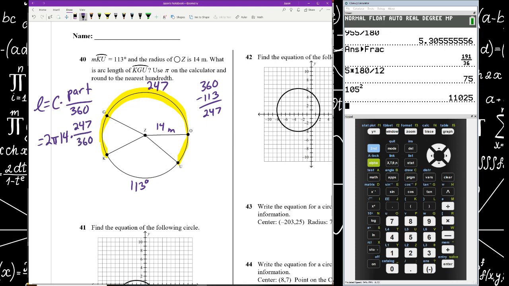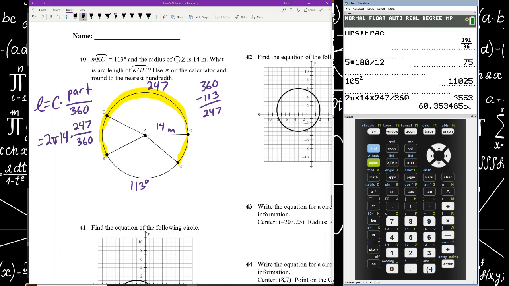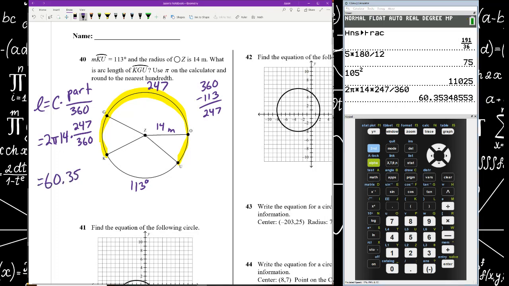Notice it says use the pi button on the calculator. So instead of multiplying everything else, we're going to type in 2 pi times 14 times 247 divided by 360. After we hit enter, we get our actual answer, which is 60.35 units, so meters.